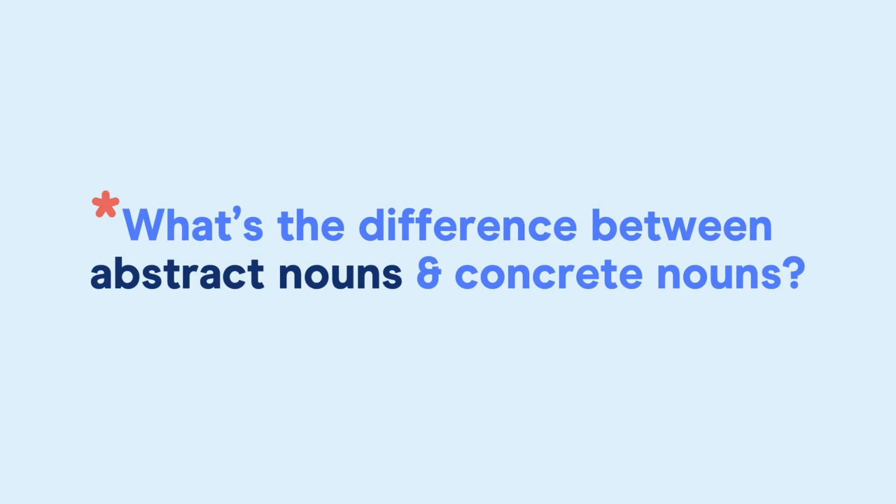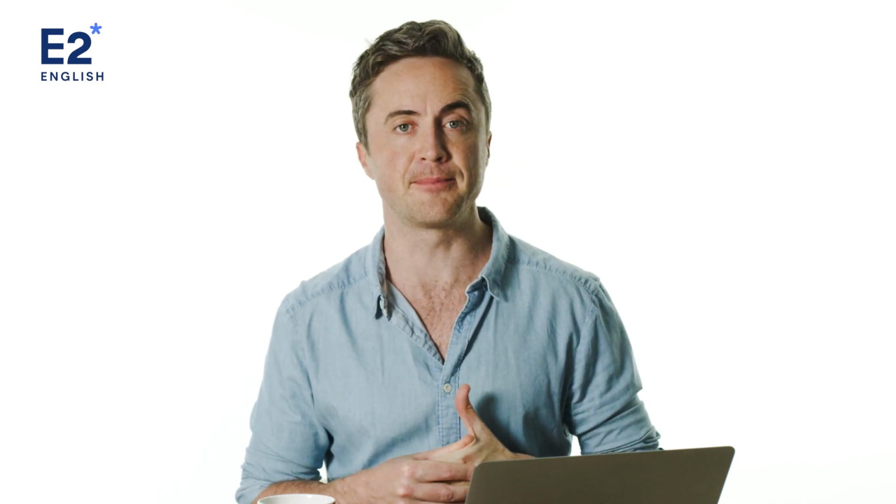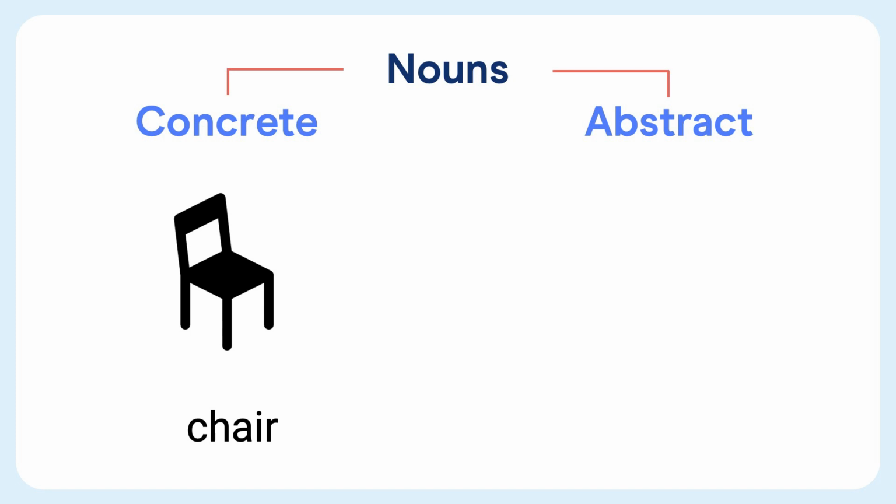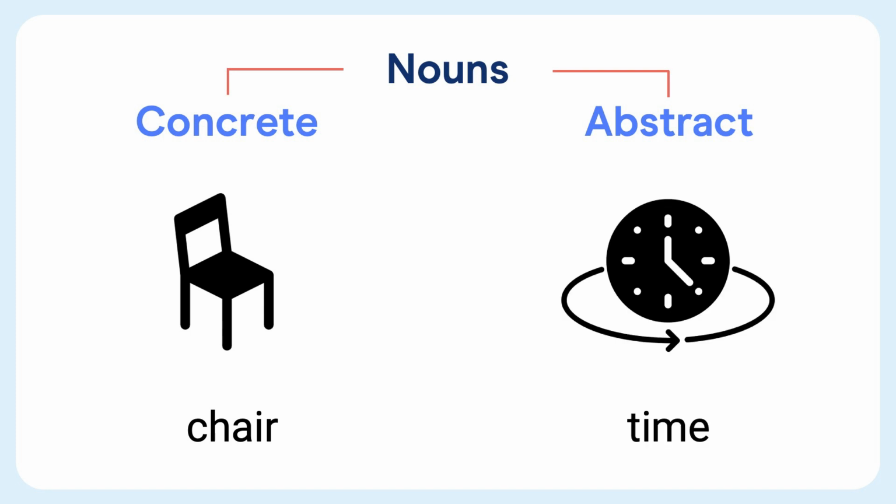So what's the difference between an abstract noun and a concrete noun? The easiest way to understand what an abstract noun is is to compare it to a concrete noun. So all nouns can be divided into concrete nouns or abstract nouns. An example of a concrete noun is a chair. Why? Because you can see it. You can even sit on the chair. An abstract noun would be time, because you can't see it. You can't hear it, you can't taste it, smell it, or touch it, but it's still a noun.